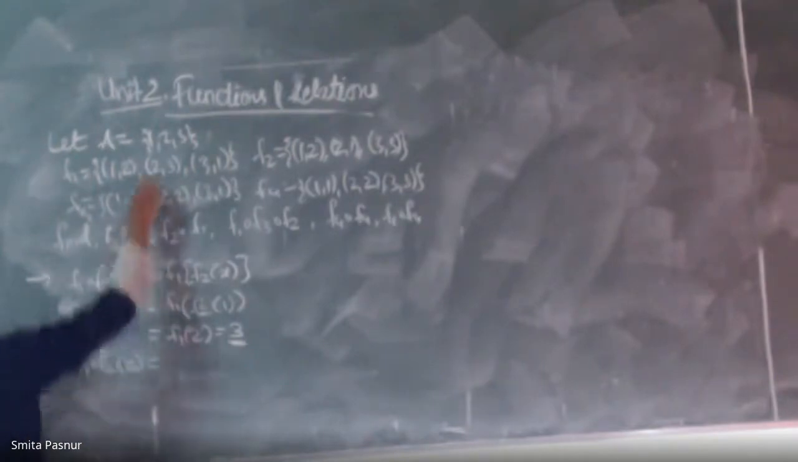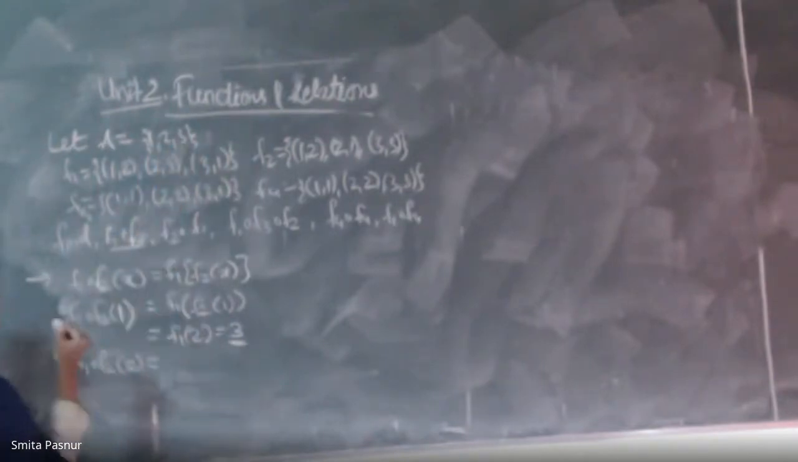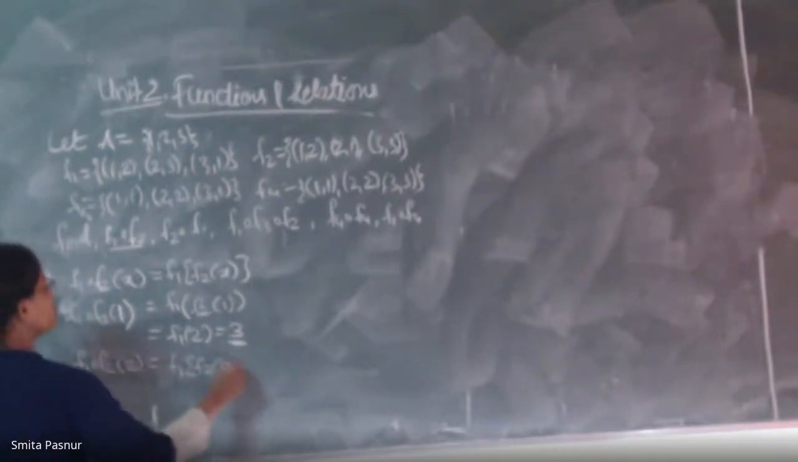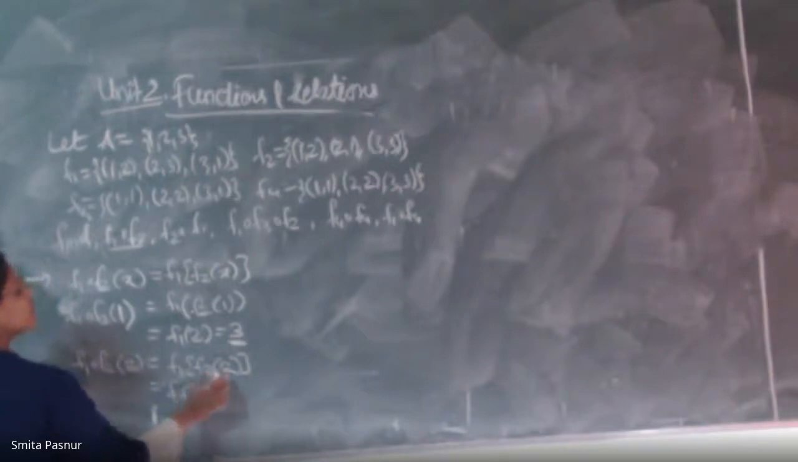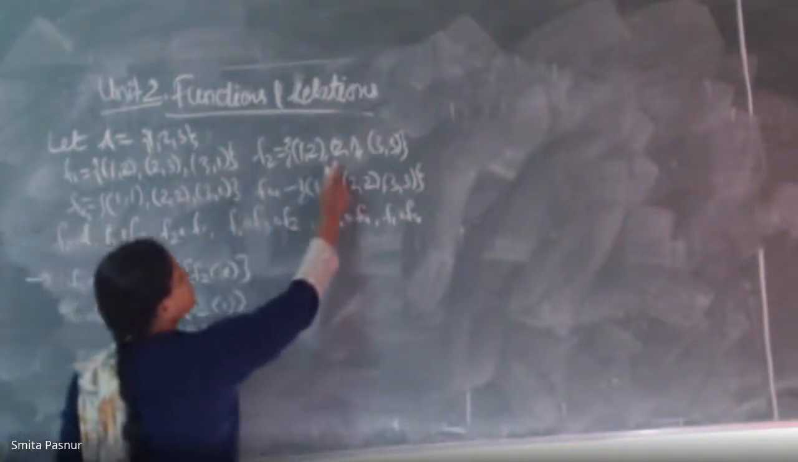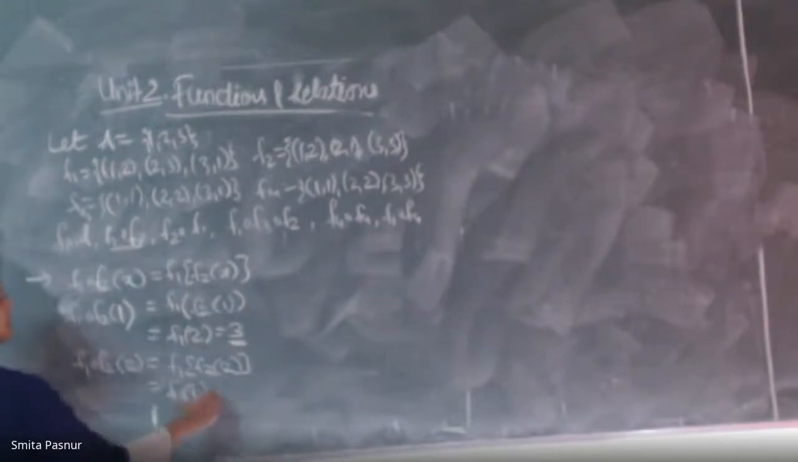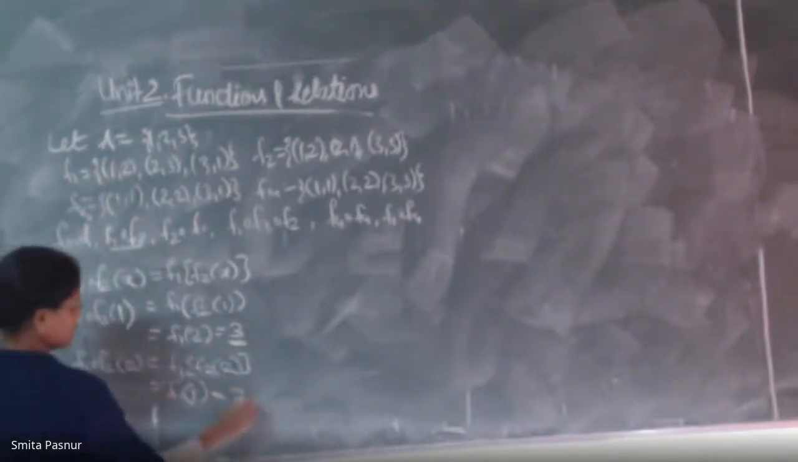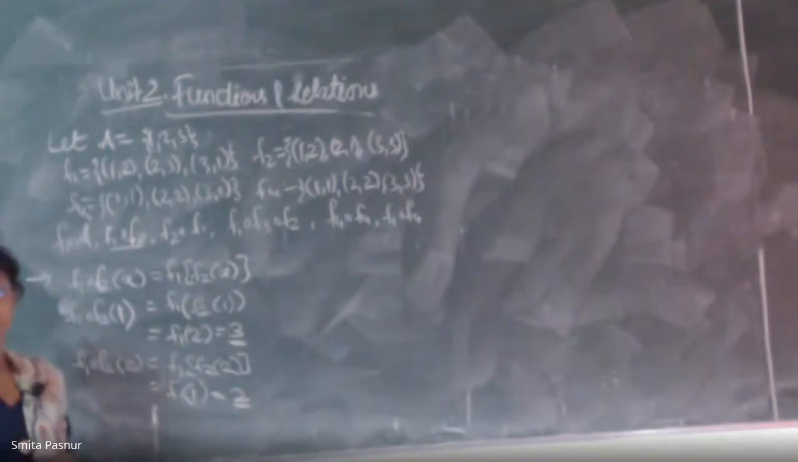Got it? Because there are 1, 2, 3 elements there, so the second element I'm taking. So F1 composition F2 of 2. So F1 with F2 of 2. What is F2 of 2? It is 1. So F1 of 1 is what? F1 of 1 is 2. Are you getting all of it?